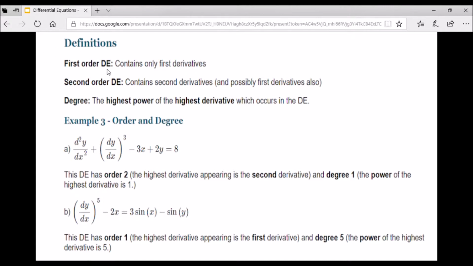First order differential equations are ones that contain only first derivatives, while second order differential equations are ones that contain second derivatives. And the degree of a differential equation is the highest power of the highest derivative.